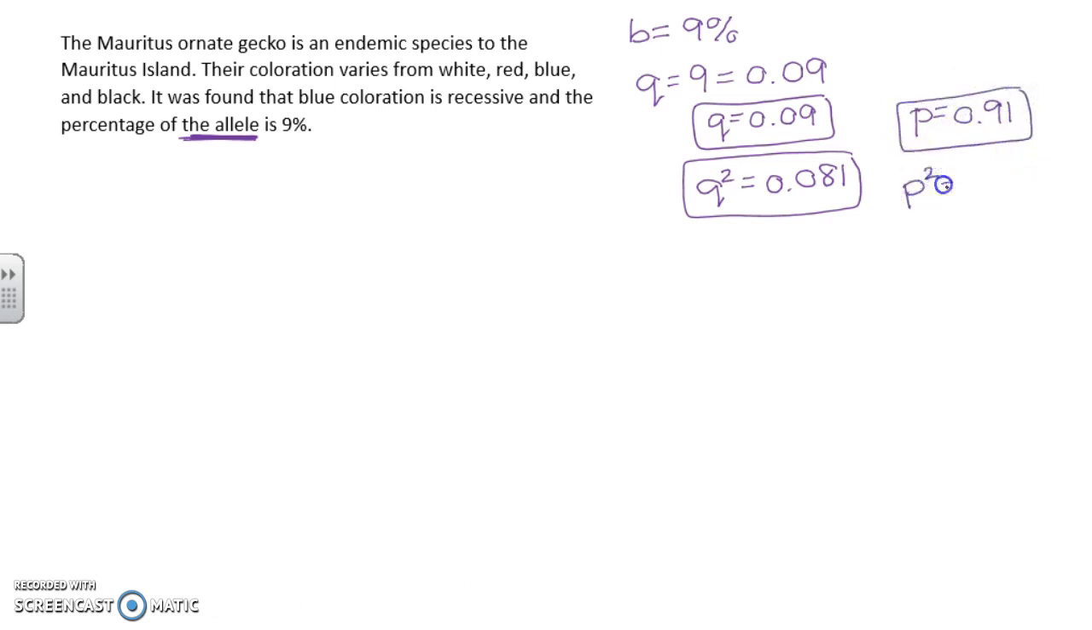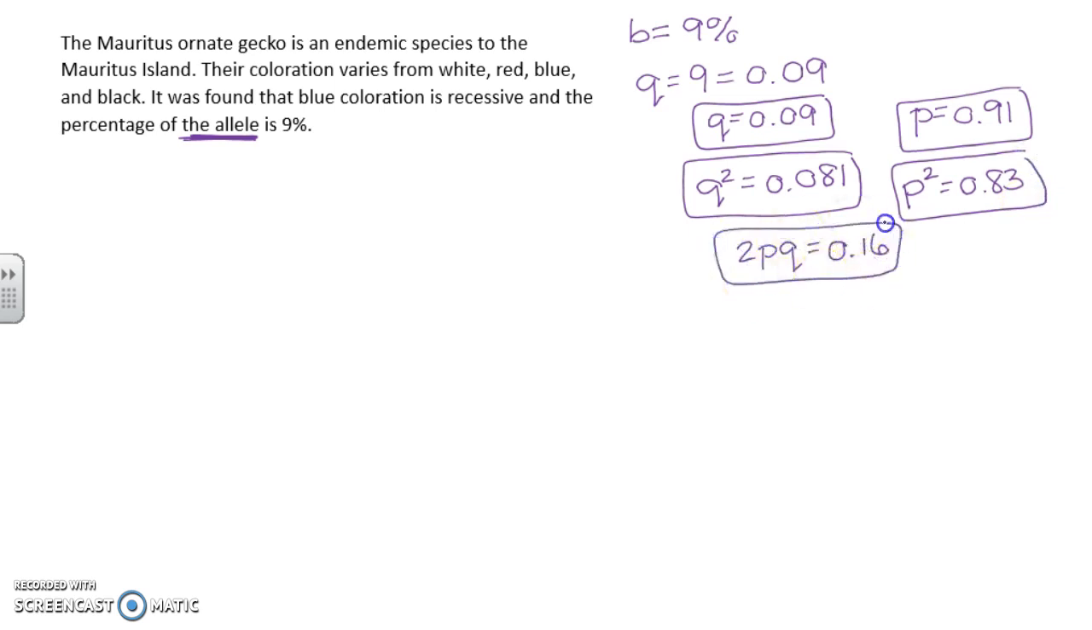p squared, all I have to do is 0.91 times 0.91, and that will give me 0.83. And then I just have to plug those numbers into the 2pq, and now I find out that that is 0.16. So again, the question was, what is the percentage of the population that is homozygous dominant? That will be p squared. So 83% of the population carries the dominant trait, whether it is black or white or red, who cares?